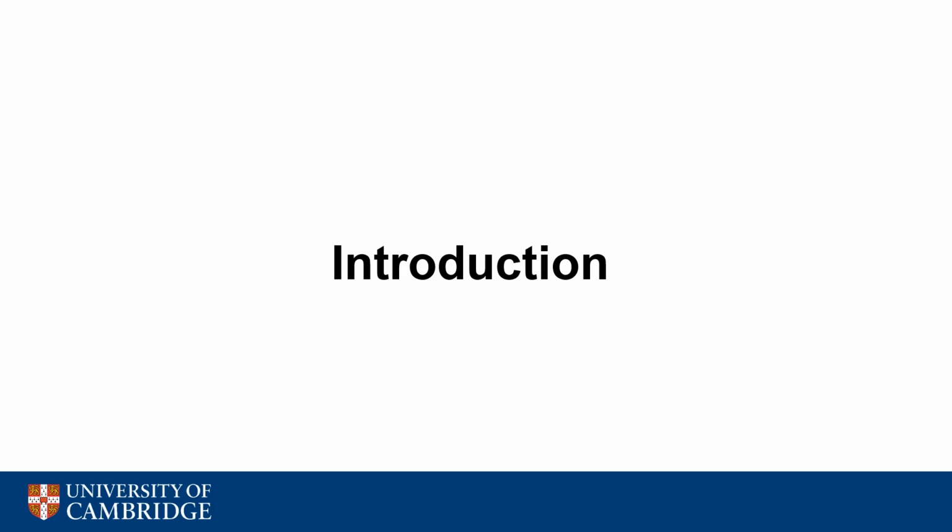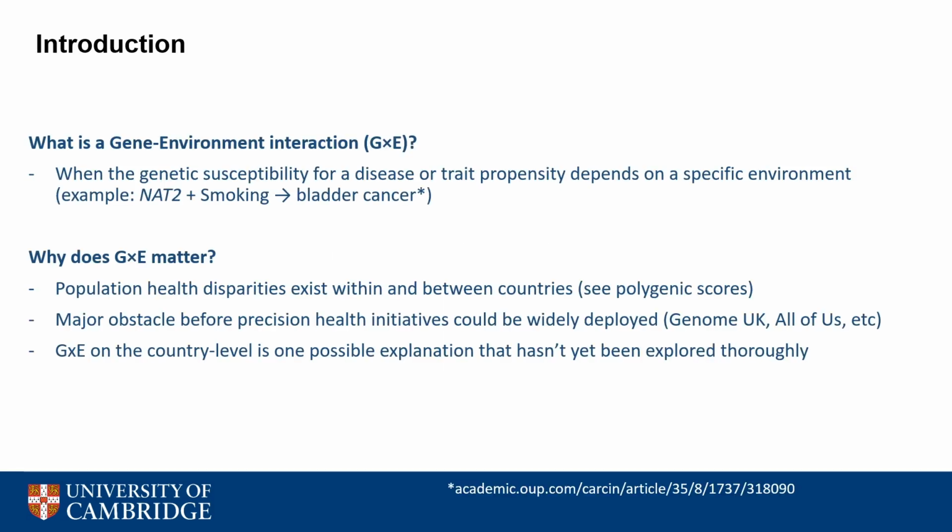I am going to motivate my talk by first giving you some reasons why my work is important. What are gene-environment interactions, and why should we care about them? Gene-environment interactions could be defined as when the genetic component of a risk of a disease depends on a specific environment. A well-known example of this is the interaction between the gene NAT2 and smoking for bladder cancer.